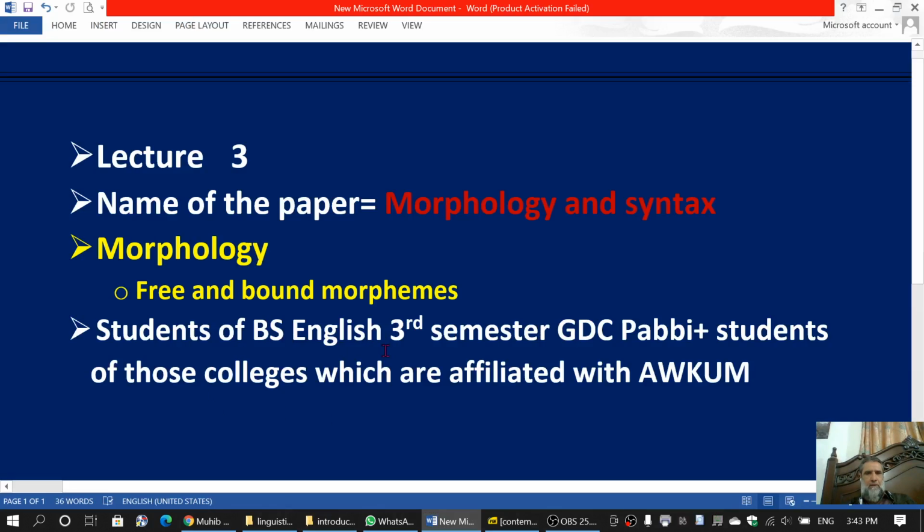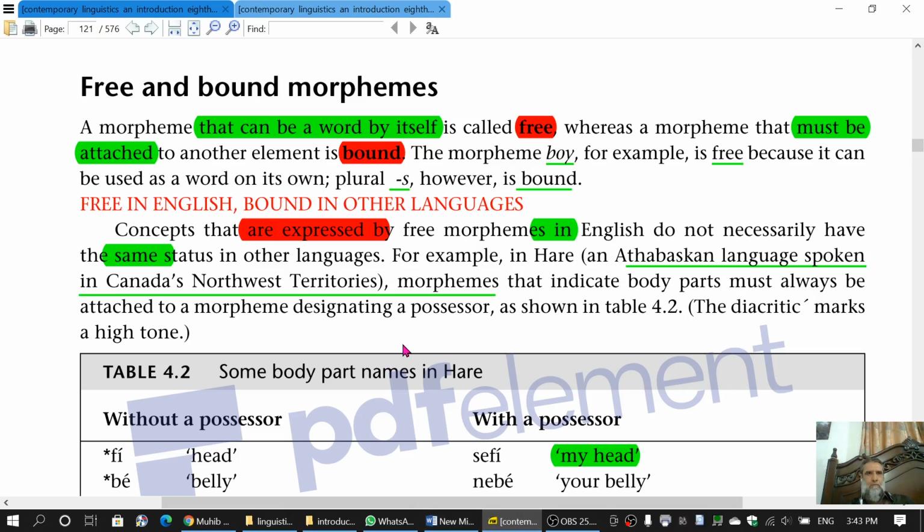This lecture is specifically for the students of BS English third semester GDC PABI, and also for the students of those colleges which are affiliated with Abdul Wali Khan University. As I said, we have already discussed this topic, and it is the same, at least in this area.